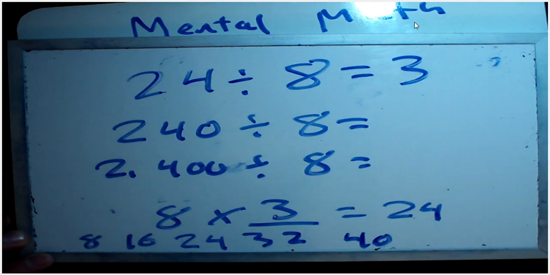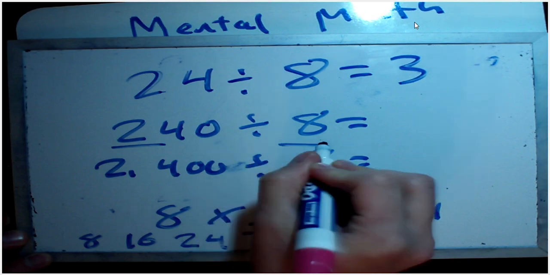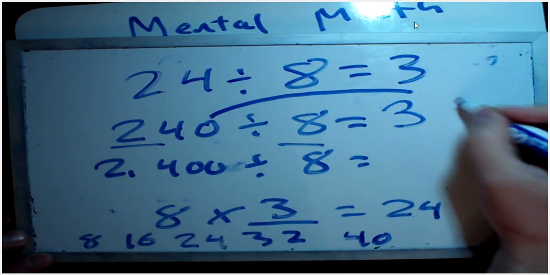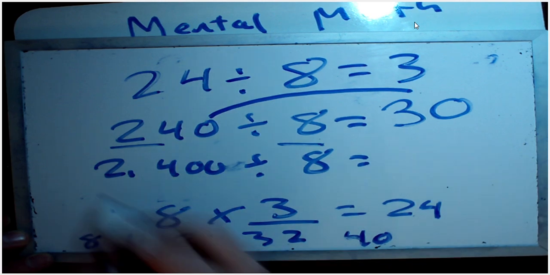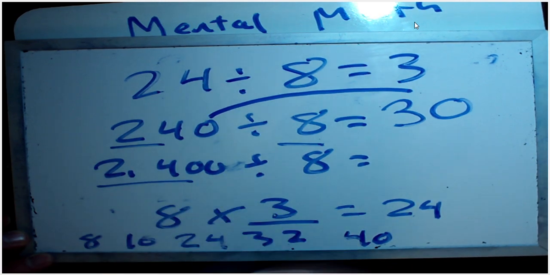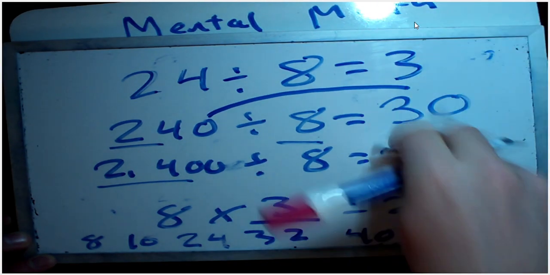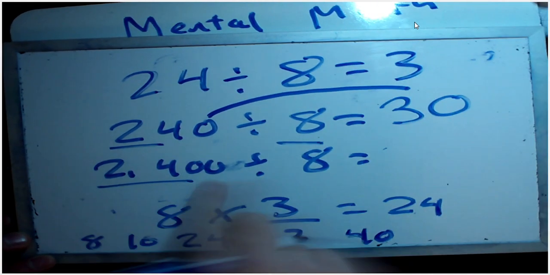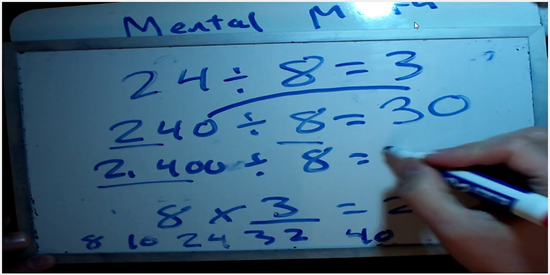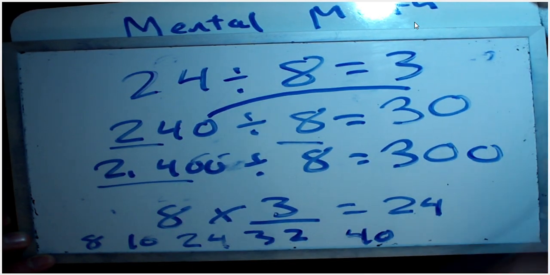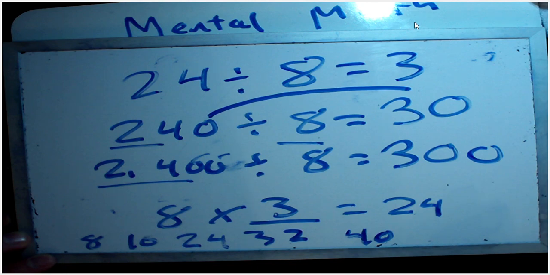So 240 divided by 8, if I look at the 24 and 8, my basic fact is 3. Carry my 0 over would be 30. 2,400, my basic fact is 24 divided by 8. So my quotient is 3. Add my 2 zeros, it would be 300. So that's the pattern that way.